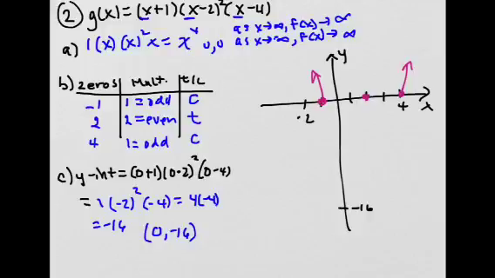So something like this. Let me see. Oops, it's crooked. Something like this. Then it's going to be tangent at 2, so it's going to bounce off, and then it's going to go back up. Okay, let's compare it with Desmos.